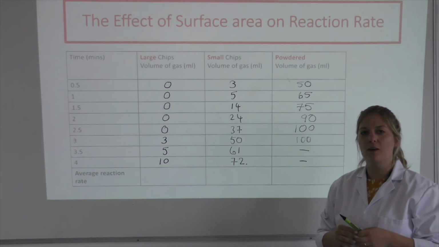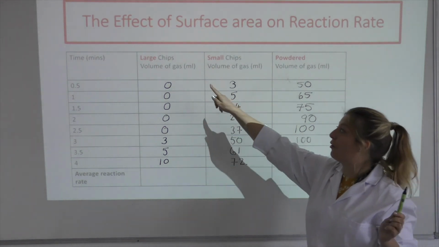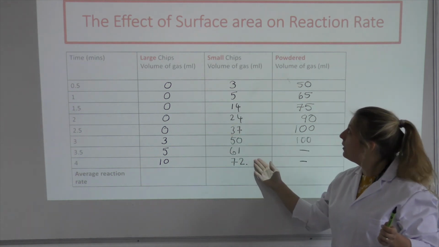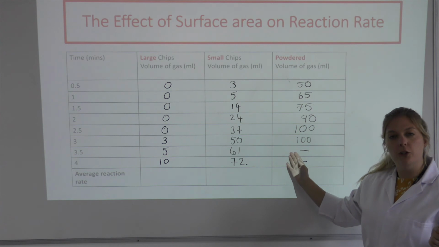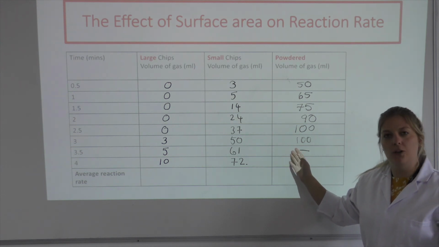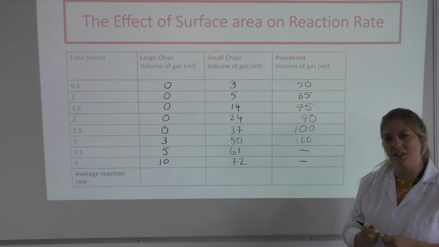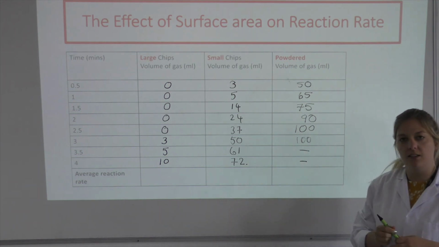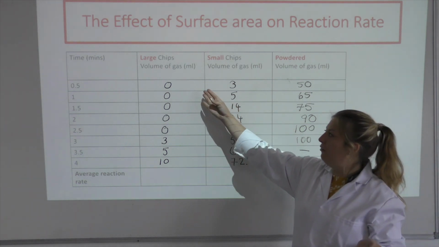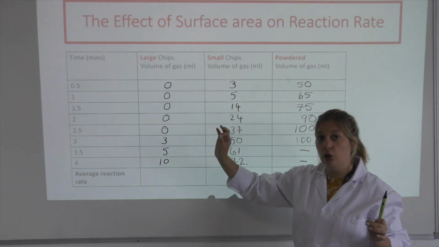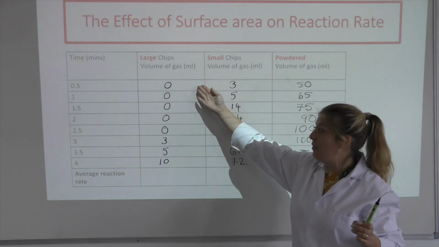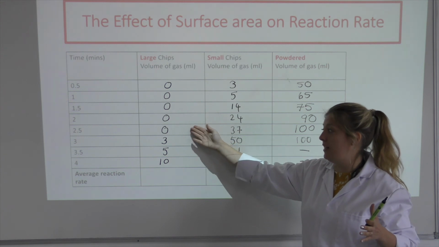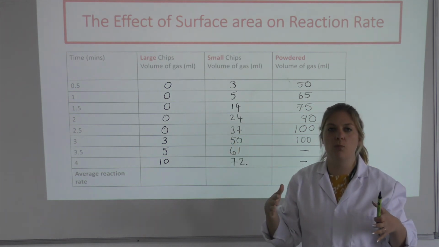Okay, welcome back. So we've completed that same experiment for our large chips. We finished off after 4 minutes. We used our small chips and we completed it for powdered chips. Well, they weren't chips at all, it was just powdered calcium carbonate. Now, there's some quite interesting things that we've seen from our results here. To start off with, we can see that there were such low volumes of gas released at the beginning that this is just recorded as 0 because we didn't have a scale small enough.